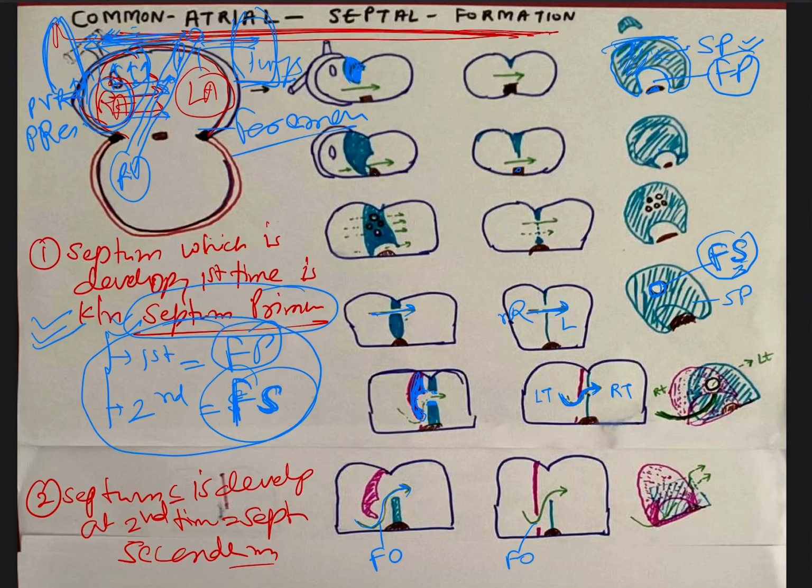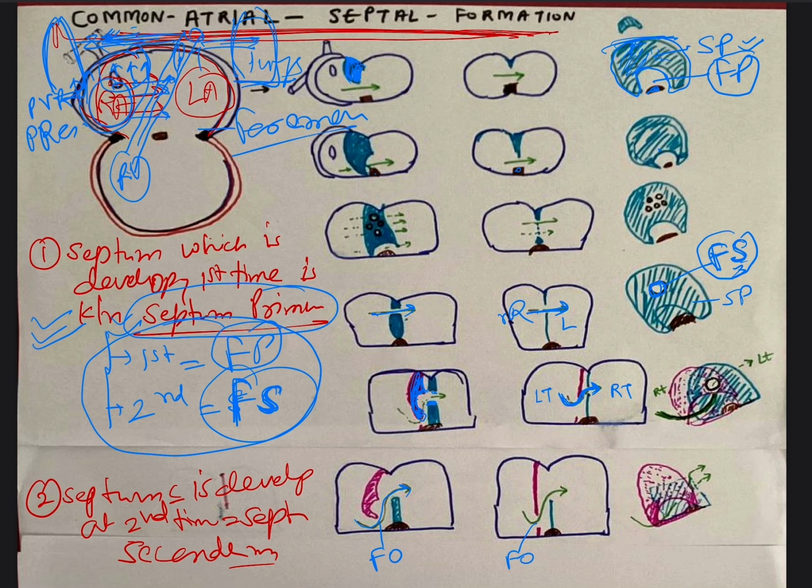Okay. Do I repeat again? First, what forms? First, septum primum forms. In its lower pole it has the foramen primum, and in the upper pole it has the foramen secundum. After foramen secundum development, the septum secundum starts developing adjacent to the septum primum, on its right side.